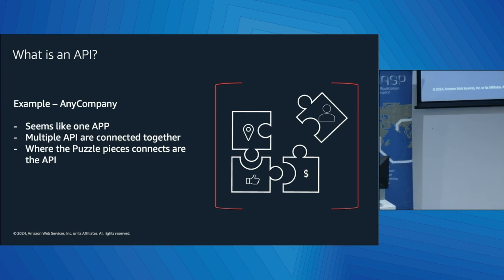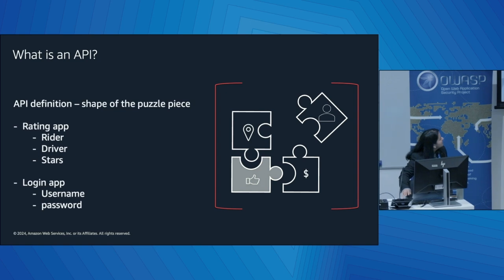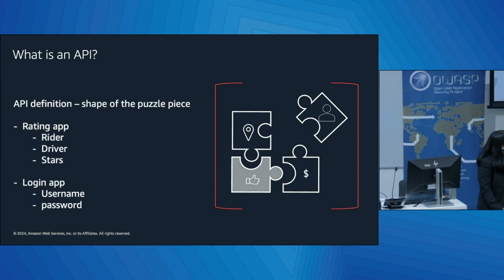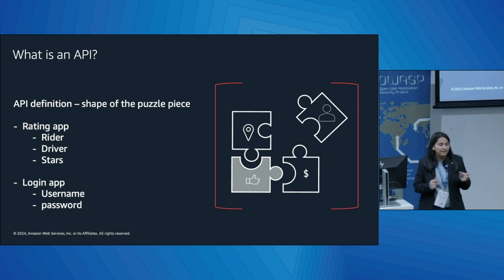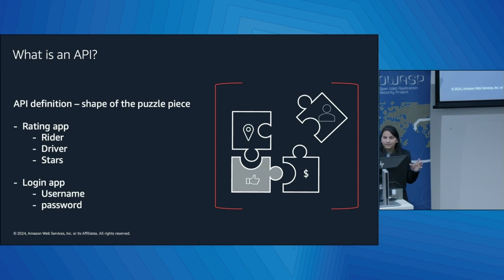Let's look at the example here. Again, the shape of the puzzle. Each puzzle is different, each API is different, and the shape of the puzzle is the API definition. For a rating app to work, you need user details, you need rider, driver, and the stars they put. For a login app to work, you need a username and password. For Uber to work, you need these APIs to connect together as a whole puzzle.